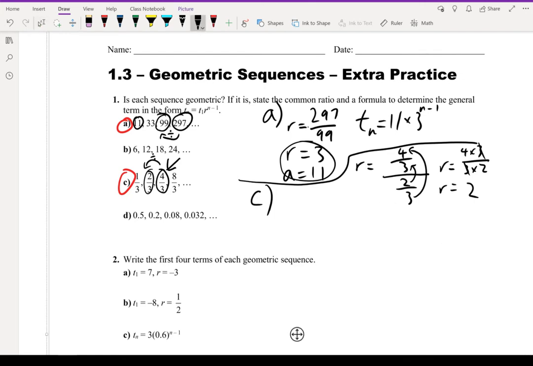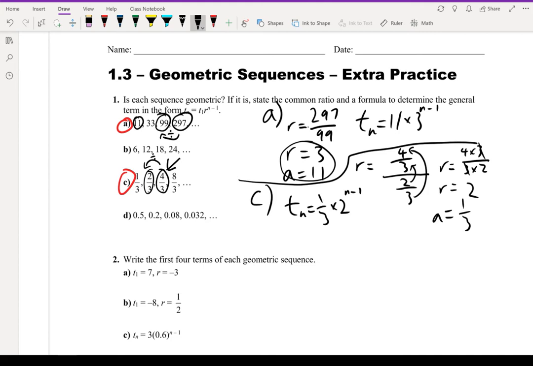So if a is equal to 1 over 3, then T of n is just 1 over 3 multiplied by 2 to the power n minus 1. That's it. Or you can leave it as it is.